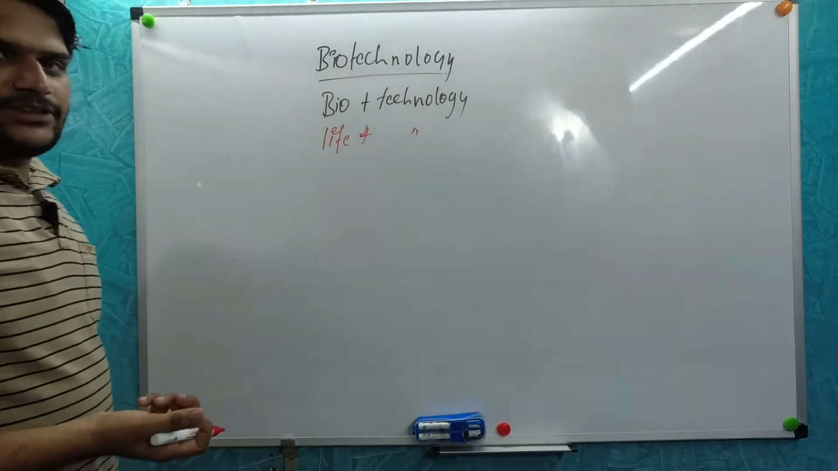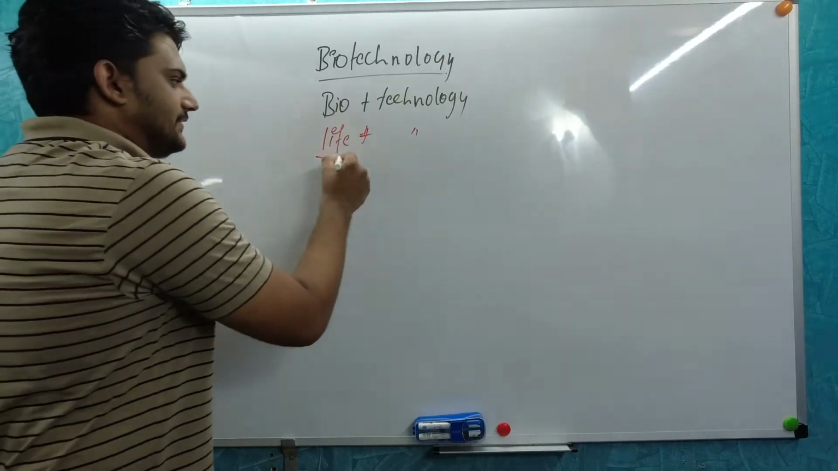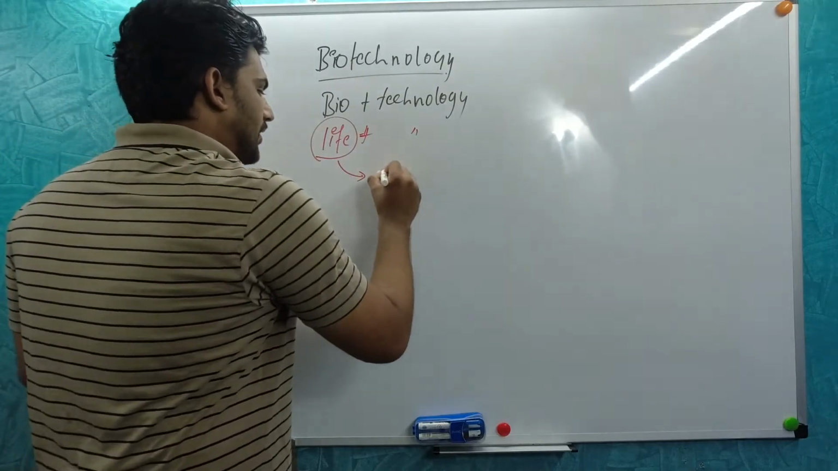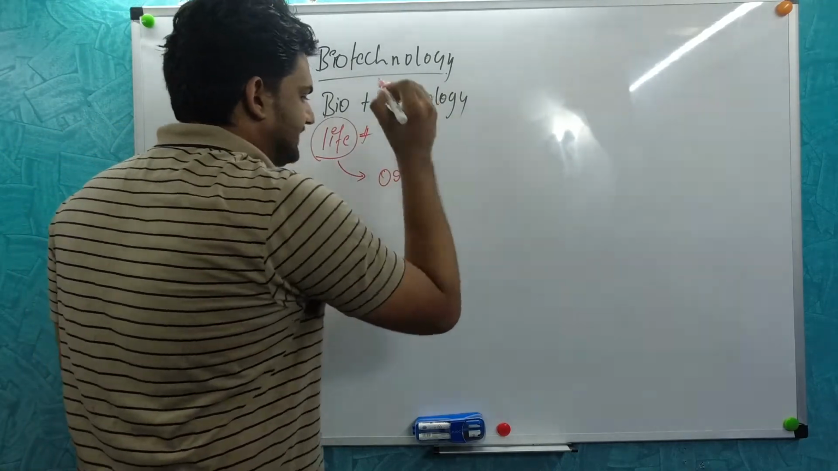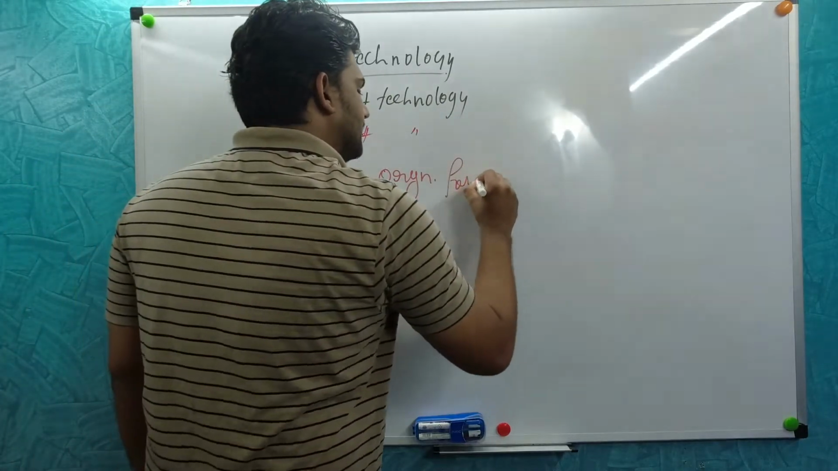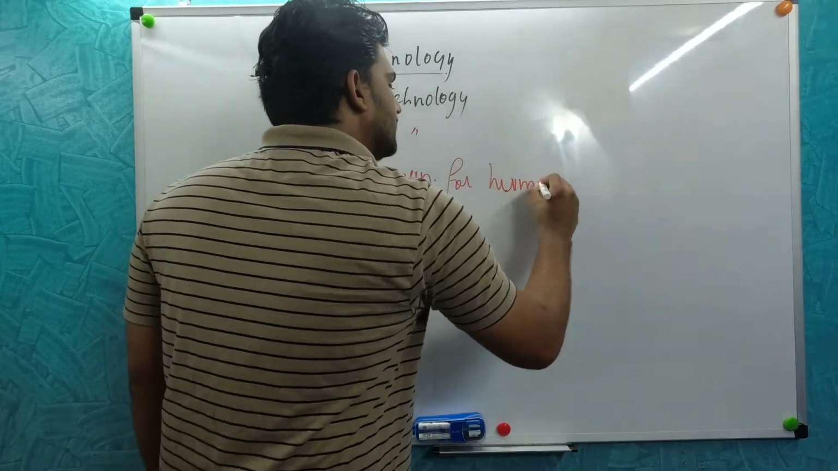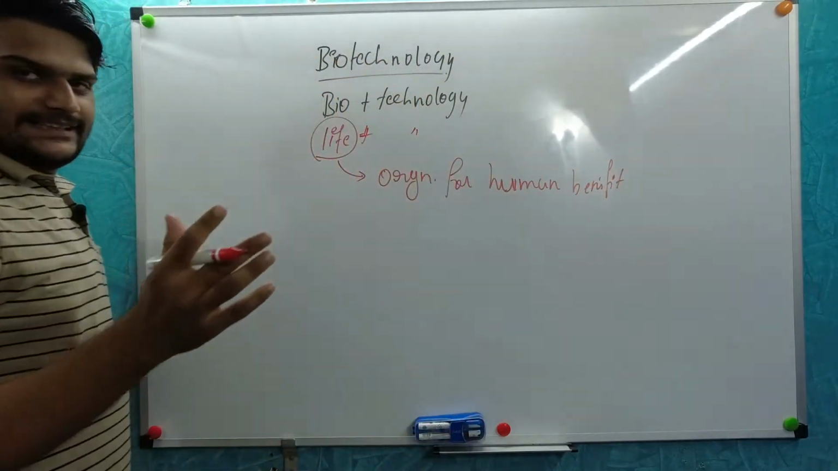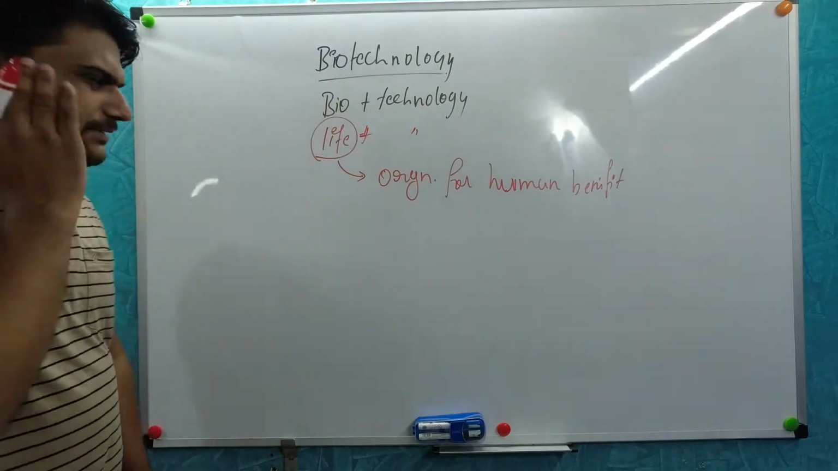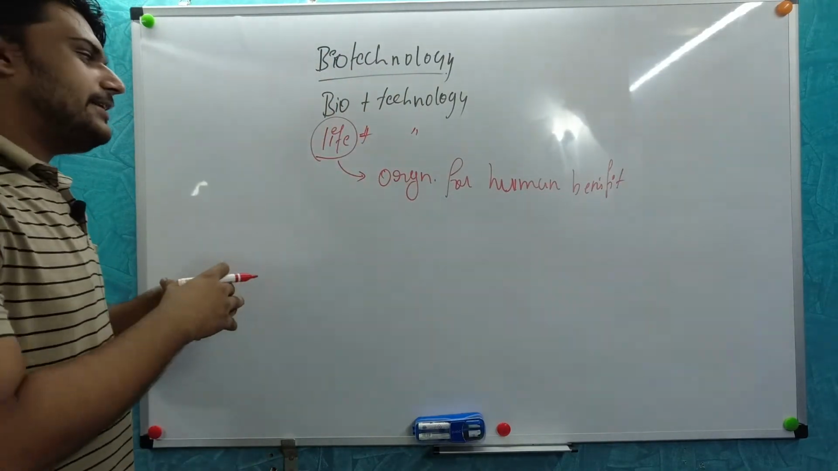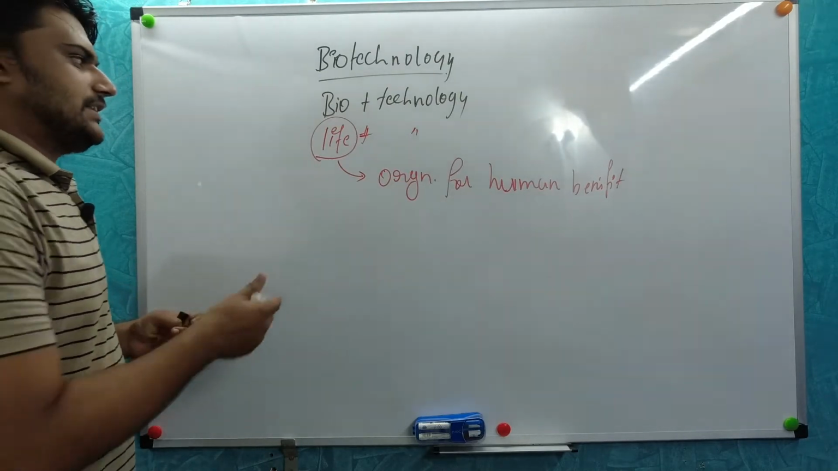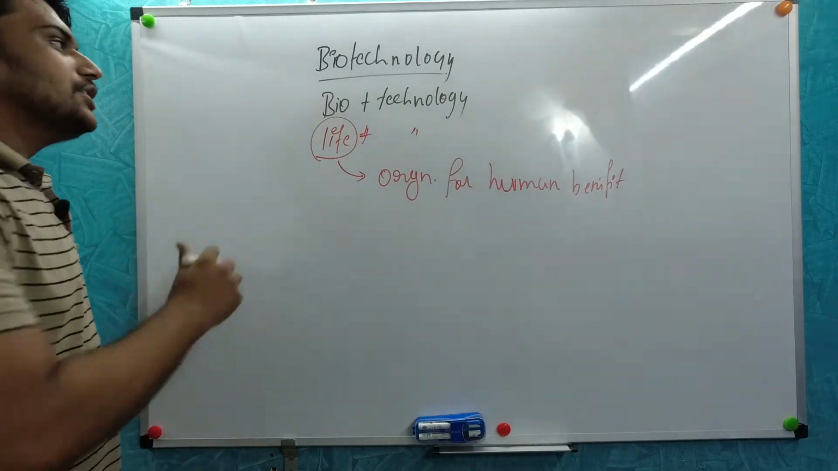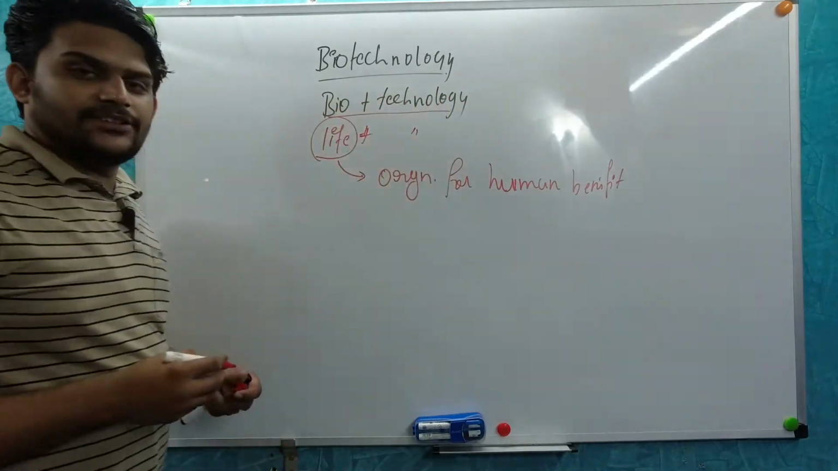So using the technology, if we alter the life, that is alter the organism, for human benefit, that particular thing is known as biotechnology. Simple, very simple, for human benefit. If we exploit the organism's life in a healthier way, remember that, in an ethical way, then we can call it biotechnology.